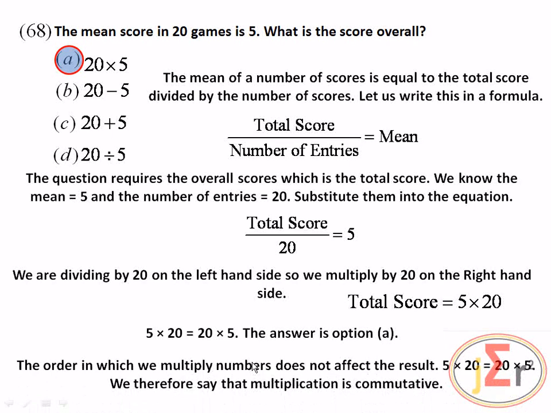The order in which we multiply numbers does not affect the result. So 5 multiplied by 20 is equal to 20 multiplied by 5. We therefore say that multiplication is commutative. So that is the word that we use if the order in which we do our operation does not matter. If it does not affect the result, we say that the operation is commutative.